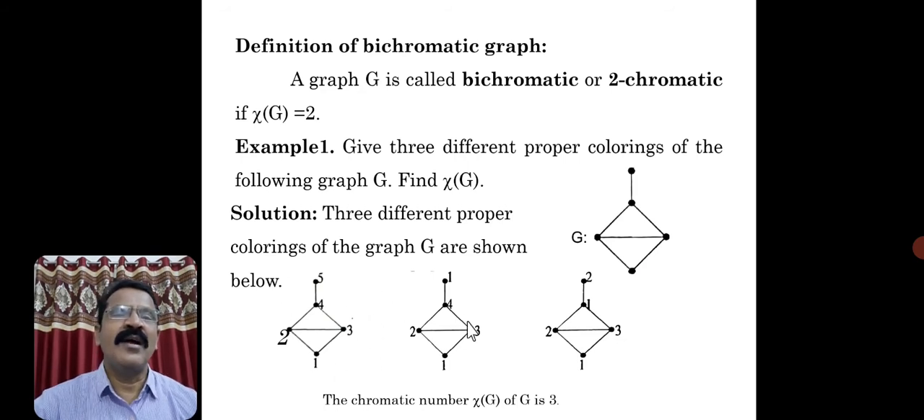The same graph we have reduced by 1 color. So the same first vertex is with 1.